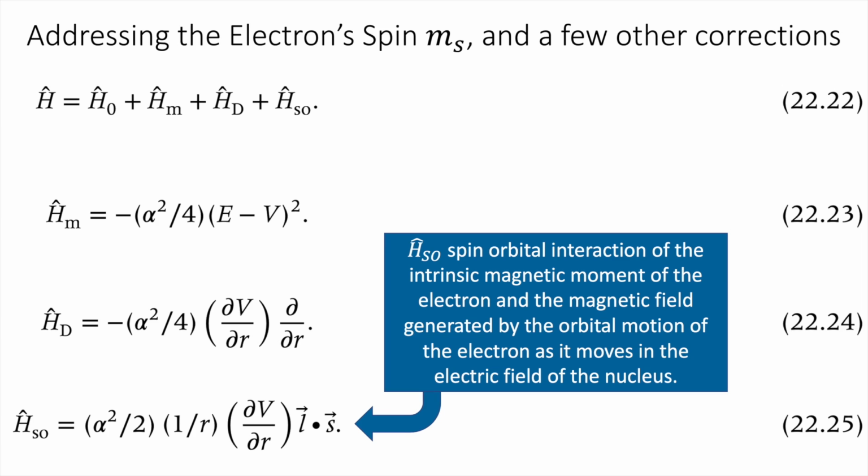And finally, at the bottom, we have this H hat of SO. This is the spin-orbit interaction of the intrinsic magnetic moment of the electron and the magnetic field generated by the orbital motion of the electron as it moves in the electric field of the nucleus. So as the electron's moving in the electric field of the nucleus, basically we're saying that the spin and the angular momentum due to the other quantum number, m sub L, are affecting each other.